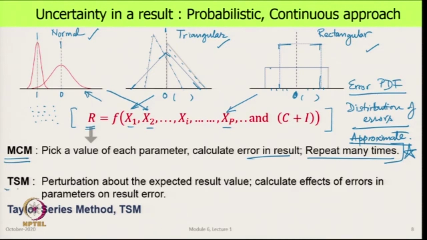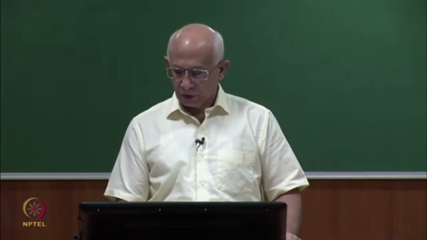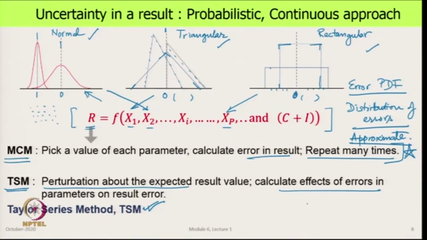In the Taylor series method, which is what we will learn, this is what is there. We write the result formula as a continuous equation and say that if the individual parameters are perturbed by a small amount, how can I calculate the perturbation that comes out in the calculated result? So, that is what we are doing here, and for this we need calculus. In this we needed probability and statistics.